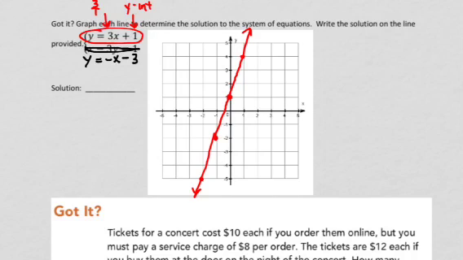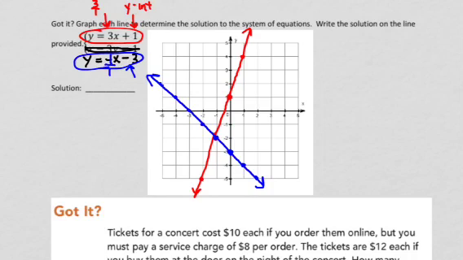Now I'm going to do the other line in blue. So my y-intercept is negative 3. And my slope is negative 1 over 1. So I have down 1, right 1, down 1, right 1. Or I could also go up 1, left 1, up 1, left 1. So I have these points here, and I'm going to go ahead and connect the dots with a straight edge.